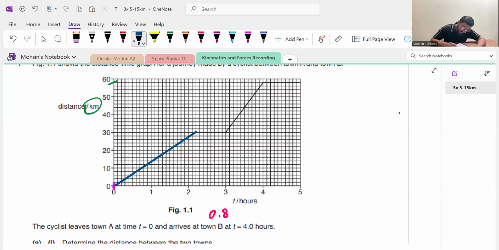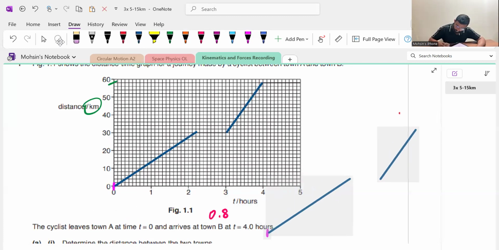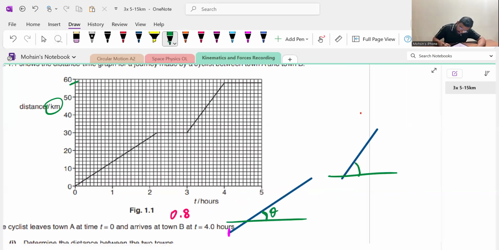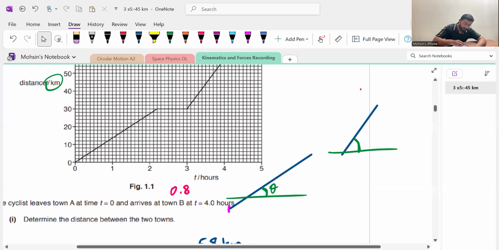this is the beginning of the journey. This is the end of the journey. If we compare both, you can see here that this angle is smaller than this angle. If there is more angle, it means the gradient is more. So if there is more gradient, it means the speed is more. So we can write that at the end of the journey, the graph is more steeper than at the starting of the journey, which shows that at the end of the journey, the speed is more.